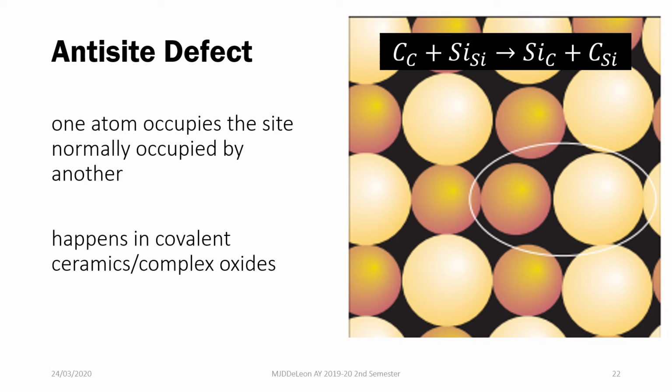So shown here is silicon carbide, and we can see that yung silicon natin dito, it's in your carbon position, and your carbon is in your silicon position. So dapat magkabaliktad talaga sila.